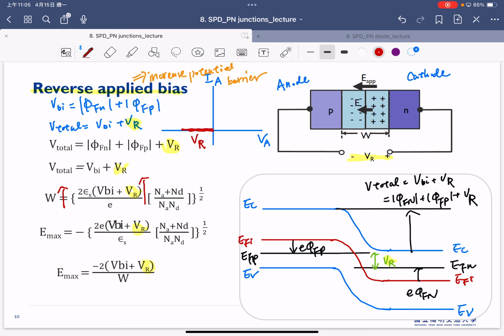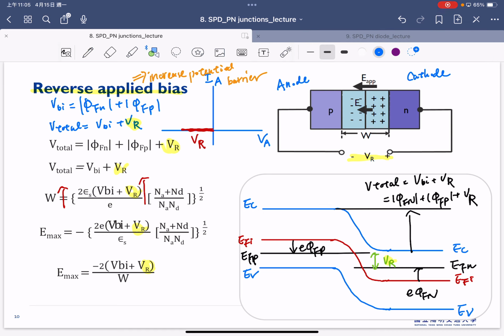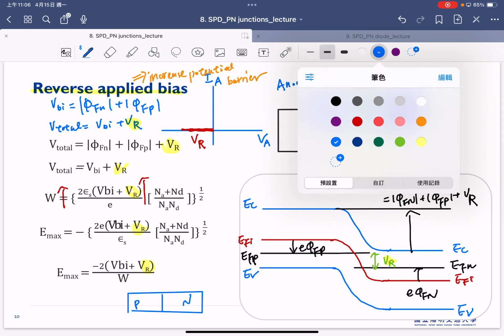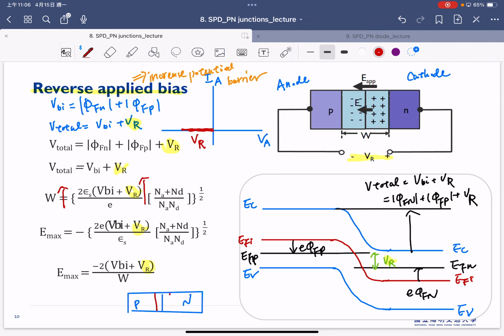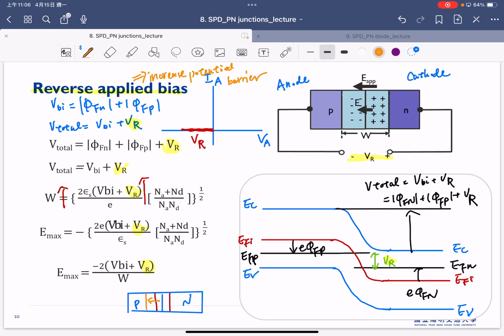So that means under the reverse bias case, actually the depletion width is extended. Originally, you might have the depletion width probably like here, but right now under the reverse bias, once your VR reverse bias increases, your depletion width is actually extended further. So that can be understood from this equation as well.